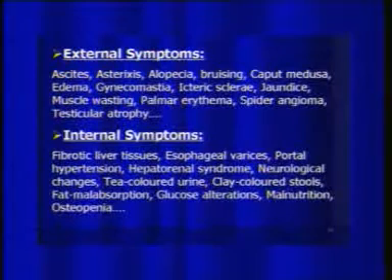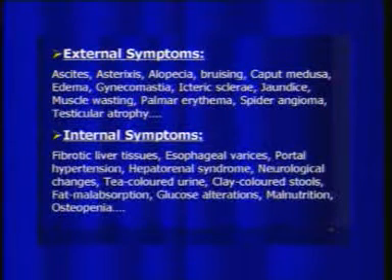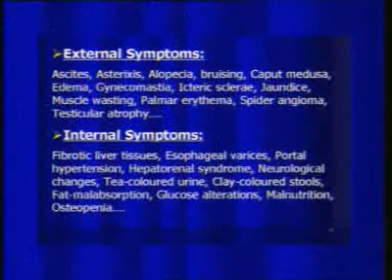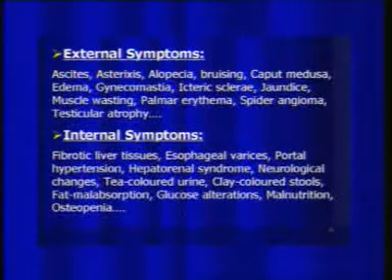There is alopecia. There is easy bruising on the surface of the skin, caput medusae, edema. Then there is icteric sclera, jaundice, muscle wasting, palmar erythema, spider angioma, testicular atrophy, etc. The internal symptoms include fibrotic liver tissues on the surface of the liver, which indicate that the liver cells are not functional or less efficiently functional. There are esophageal varices, portal hypertension.